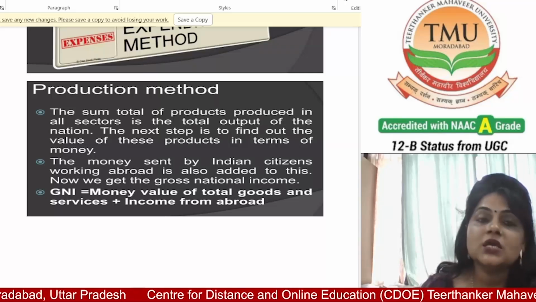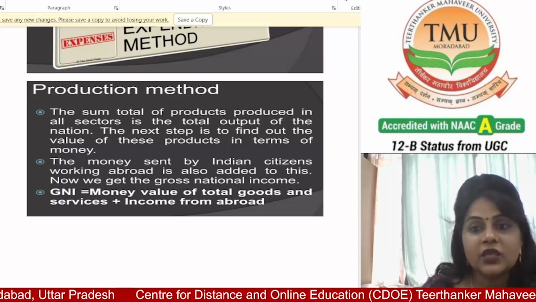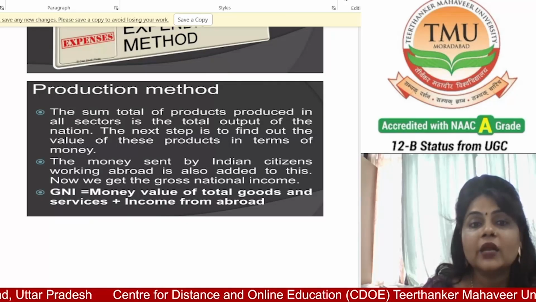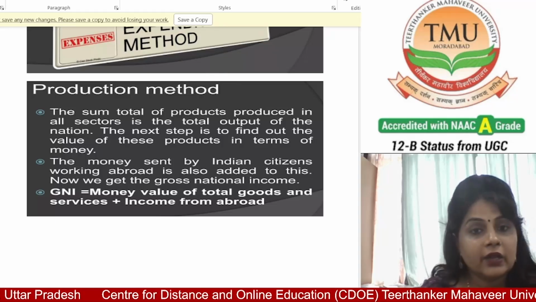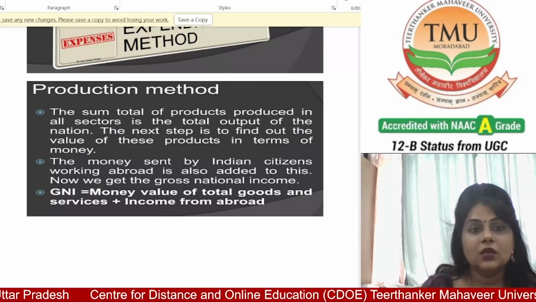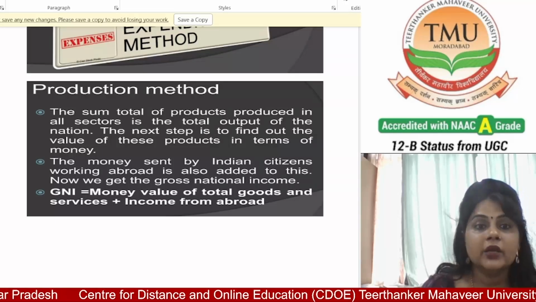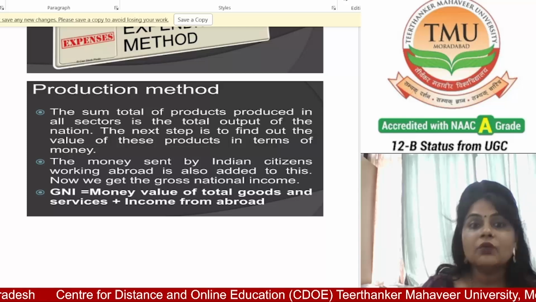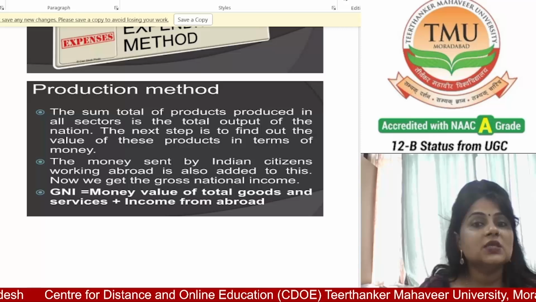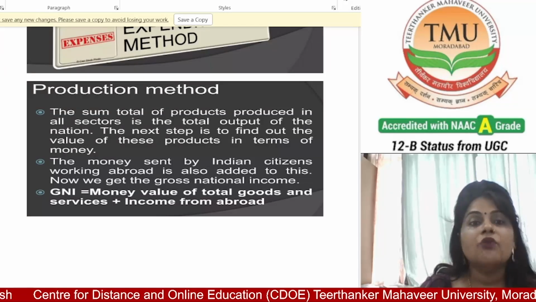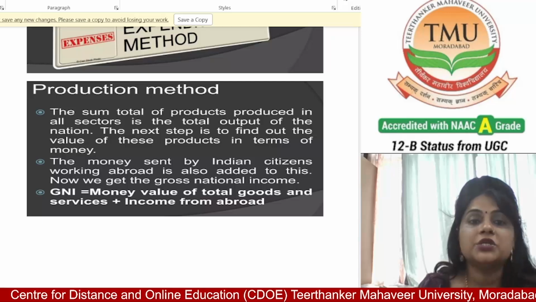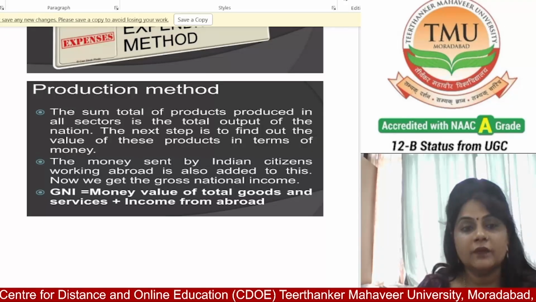Next, change in stock or inventory must be included. The change in the value of opening and closing stock inventory is also included in the calculation of national income. In other words, the net increase in the inventory of an economy is included as a part of the total output in national income.